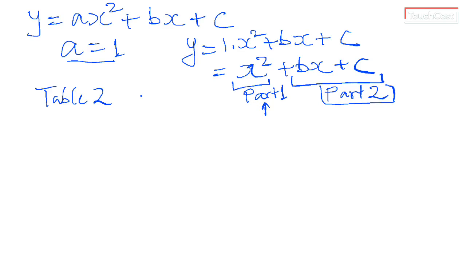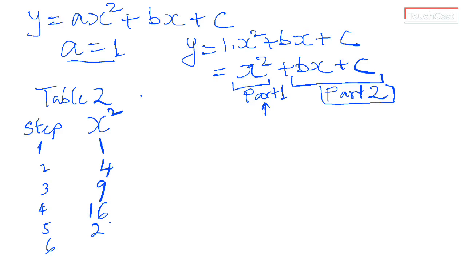Okay, so step number 1, 2, 3, 4, 5, 6, and the x squared part 1 values are 1 times 1 is 1, 2 times 2 is 4, 3 squared is 9, 4 squared is 16, 25, 36.